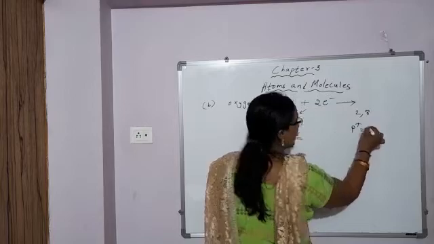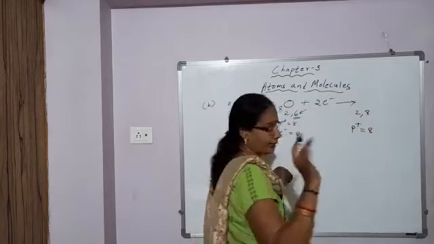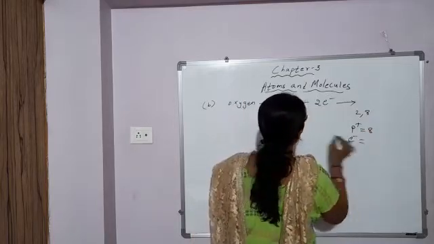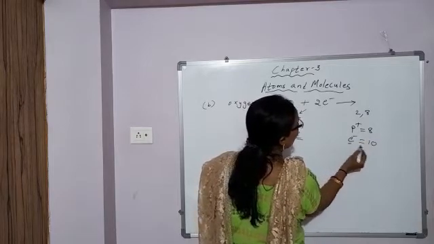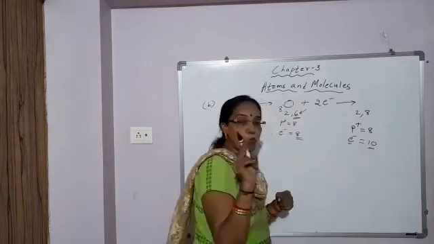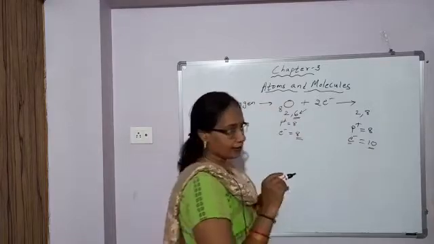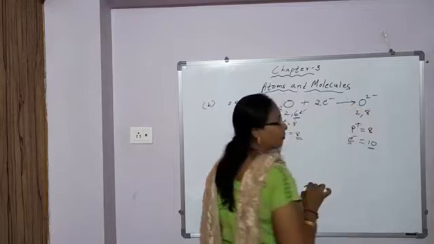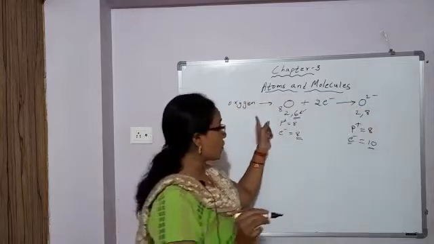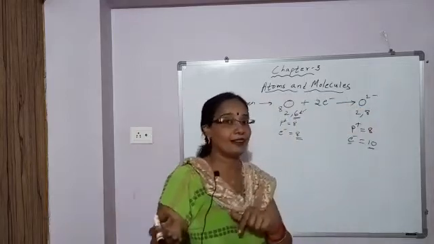Protons remain the same. Nucleus no change. And electrons after gaining become 10. Which particle is more? Negatively charged particle, 2 more than positively charged particle. So it will change to O2 minus, a negative ion, the oxide ion. Oxygen atom will change to oxide ion.